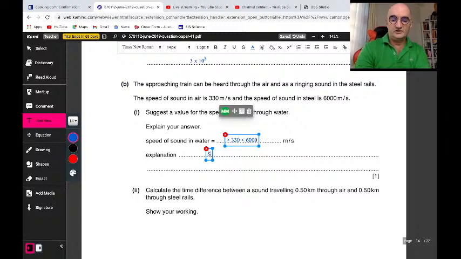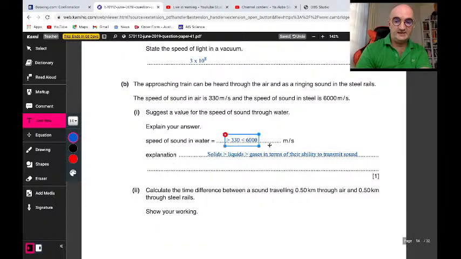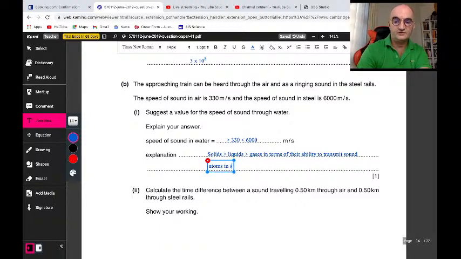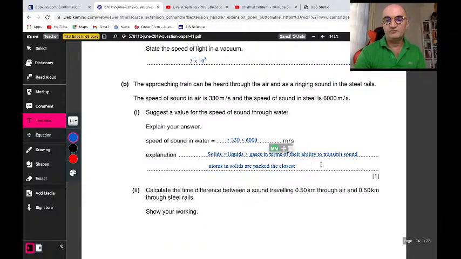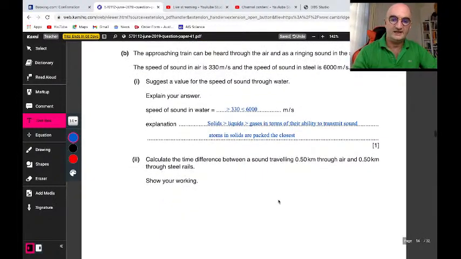Why? Because solids are greater than liquids, which are greater than gases, in terms of their ability to transmit sound. It says to explain it. Well, the atoms in solids are packed the closest. They're closest together, they are touching each other, so they can transfer that sound energy through their bulk much more effectively and efficiently than in a liquid. Try shouting underwater in your pool later. See how far you get.